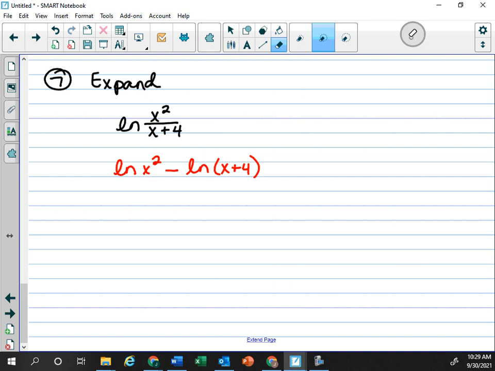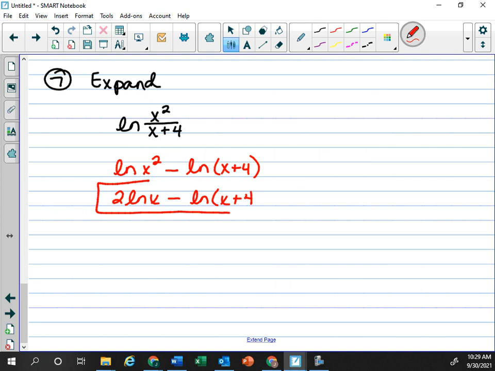The only other thing I can do is, where does that exponent that's a 2, where should that go? Yep, in front of that first natural log. So 2 natural log of x minus natural log of x plus 4. That's it. That's all you can do. It feels unfinished, but it's not.